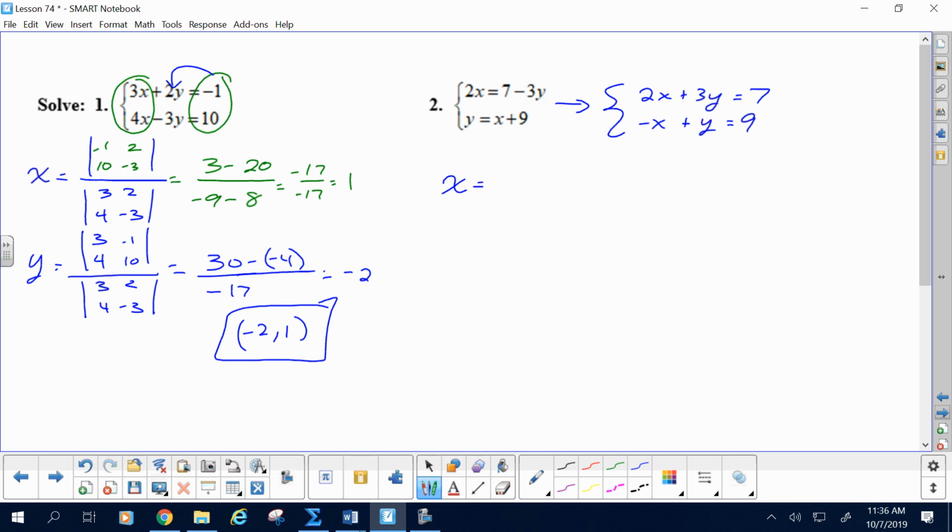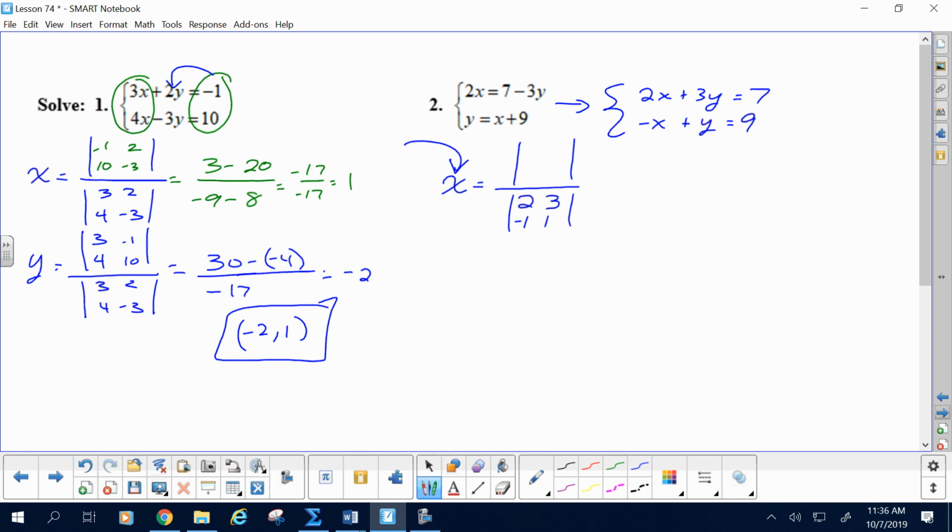X is, please don't just write floating calculations. Please actually label, hey, this is X. I'm finding it here. So what's the bottom determinant? What's the bottom matrix, please? Reading across, 2, 3, negative 1, 1. I agree. And in the numerator, which column do I replace, the x column or the y column?